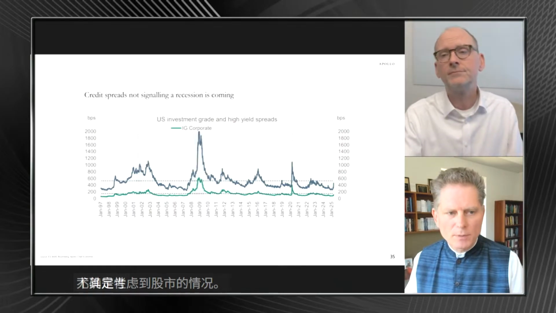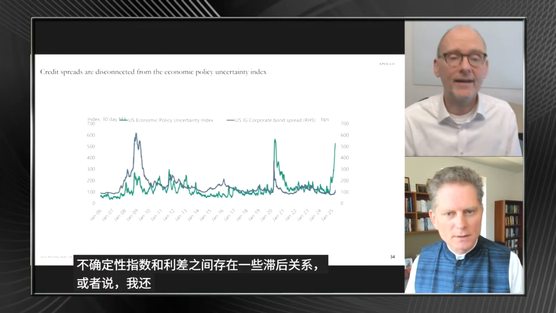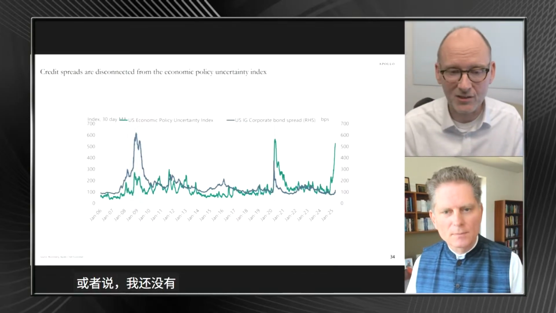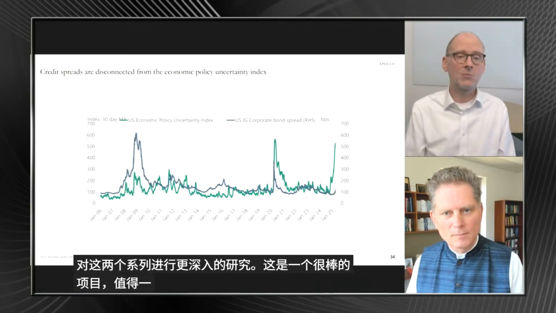Is there some lead-lag relationship between the uncertainty index and the spread, or is it complementary? So I have not done Granger causality on these two series on each other. This is a great project for someone to look at.